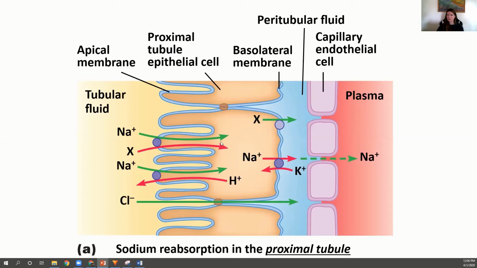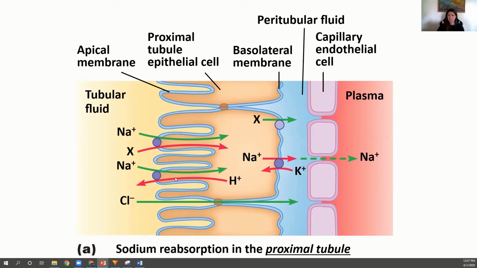So that's one of the ways that we're getting sodium reabsorbed, because it moves down its gradient into the cell and then would be pumped out actively by the sodium-potassium pump, which means we'd have a high sodium concentration in the peritubular fluid. So that fluid right between the basolateral membrane and the capillary endothelial cell. So if that's high, then we can move to our relatively lower concentration in the plasma.